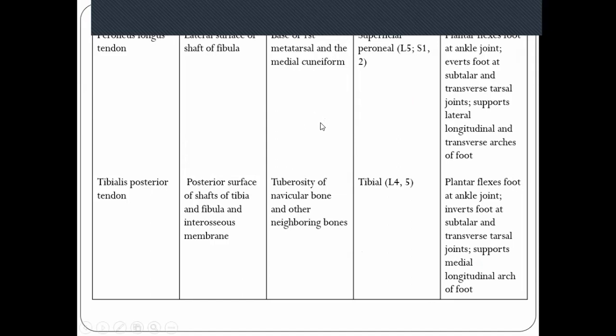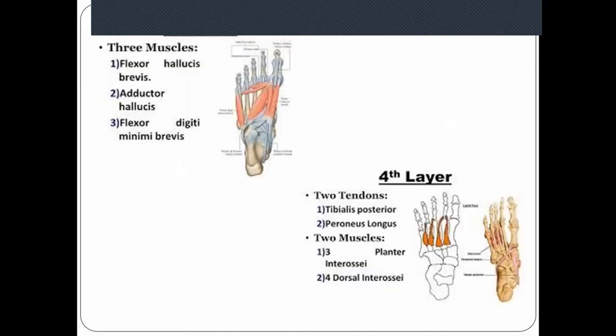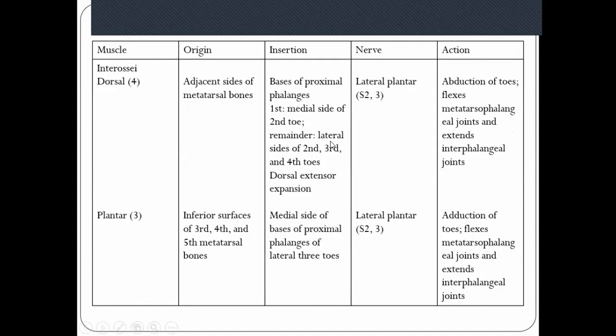All the information in this area is seen in your Snell's regional anatomy book. You can go through the text and the pictures also. You will find more clear pictures of muscle layers and their attachments in your textbook. Okay.